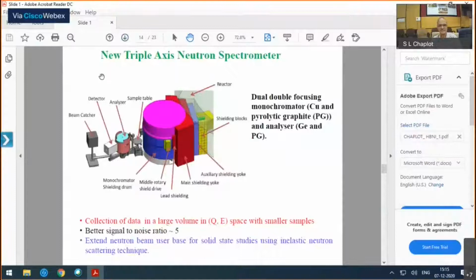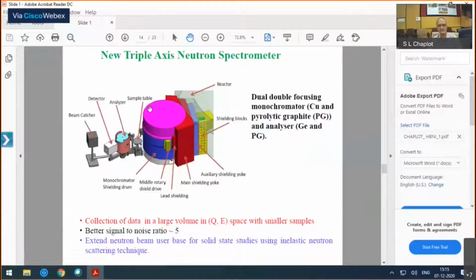So as I said, that machine is about 30 years old. Now a new spectrometer is being planned. I guess the funding has been received, but the actual construction is yet to take place. And this will have a larger flexibility and also better monochromator and analyzer crystals in such a way that you can work with even smaller samples and get a better signal to noise ratio.